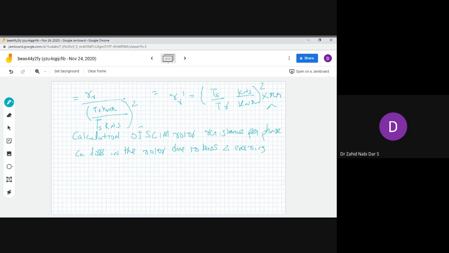We have already figured out in the previous class what the copper loss in the rotor is. Copper loss is because of the bars. Copper loss due to the rotor bars, which we just saw, was equal to SR IB square, here rho LB into AB, that we saw in the previous class also.